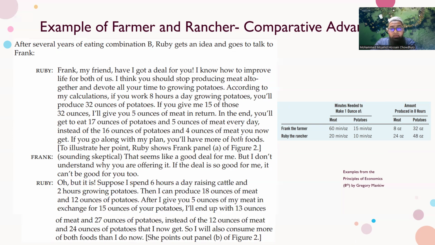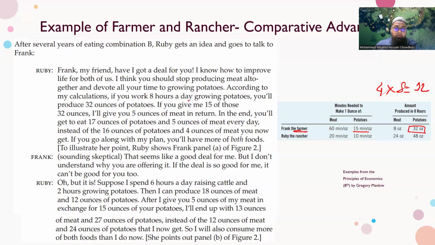Just before finishing this segment, if the farmer gives 100% of his time to producing potatoes, he will come up with 32 ounces, because 1 ounce takes 15 minutes. So in 1 hour he can produce 4, and in 8 hours he comes up with 32. Okay, this is the case.